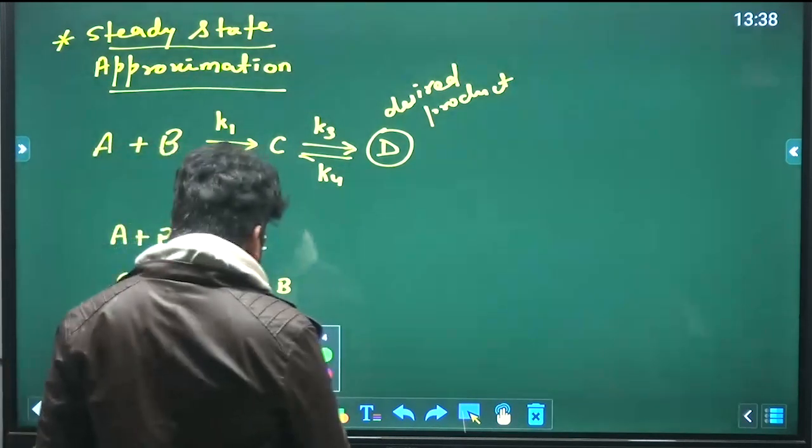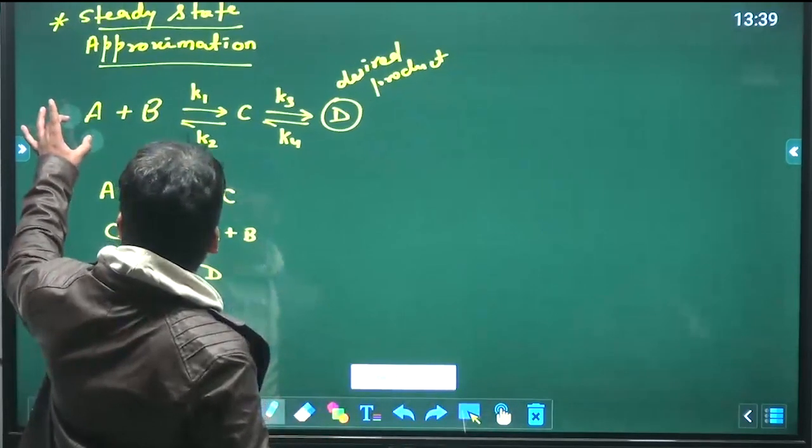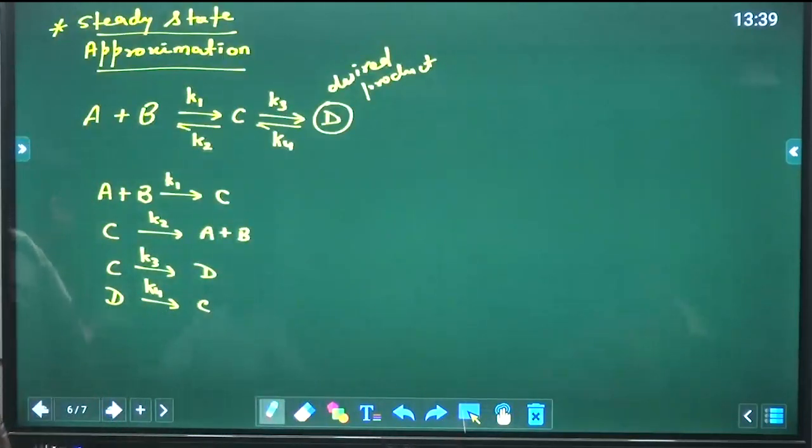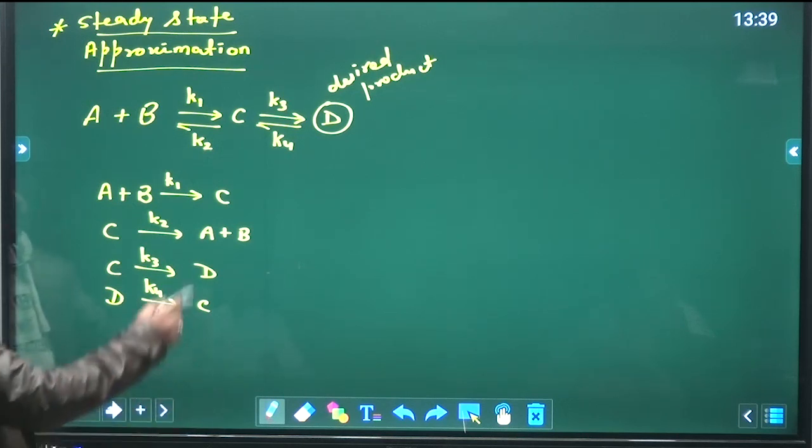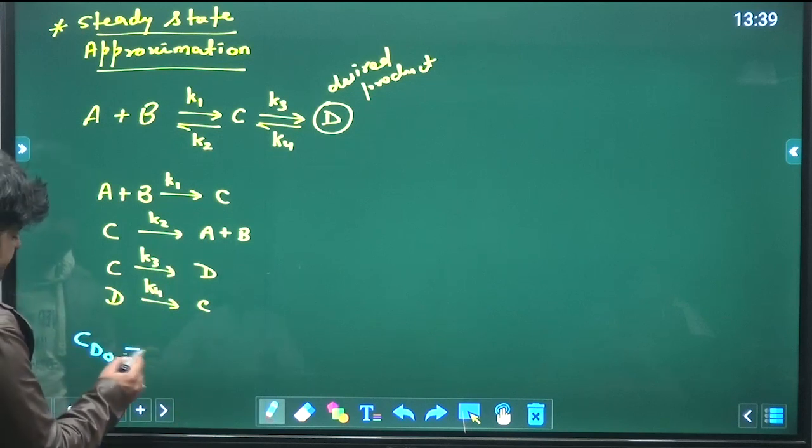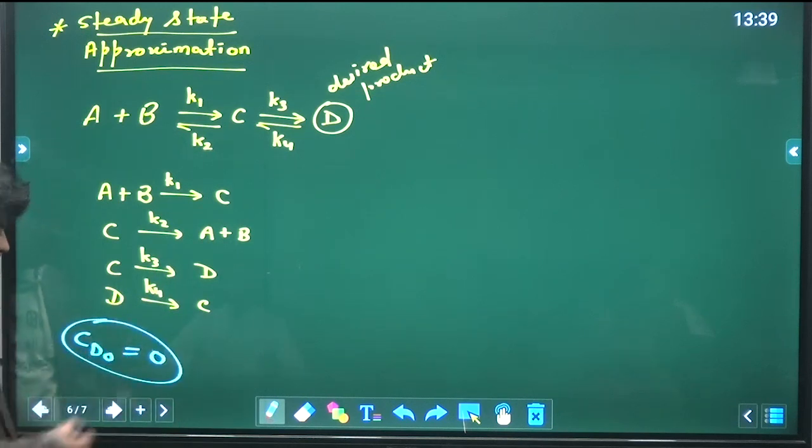Now what is the meaning of equilibrium? Rate of forward process should be the same as rate of backward process. In our feed, what will we introduce? What do you think? Which components will be there? A and B reactants. C is the intermediate product, here we can say that, and D is the desired product, and generally we don't introduce the product in the feed. So C_D naught will be 0.